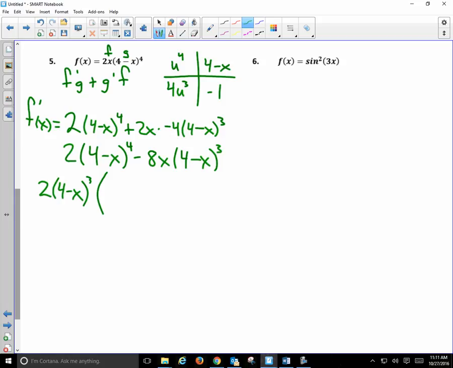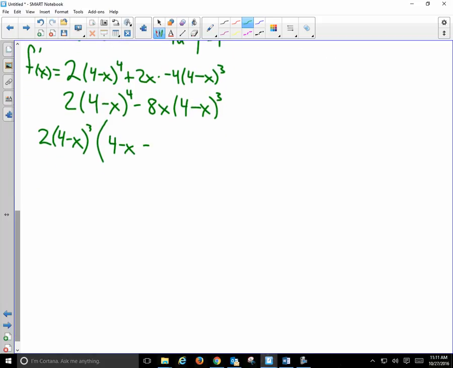Watch what happens when I take out that common factor. What is left here? 4 minus x. What is left here? Minus 4x, right? I have an x as well. Can I simplify this? Combine like terms and you get 4 minus 5x. Now, I would say that that is acceptable on the test.